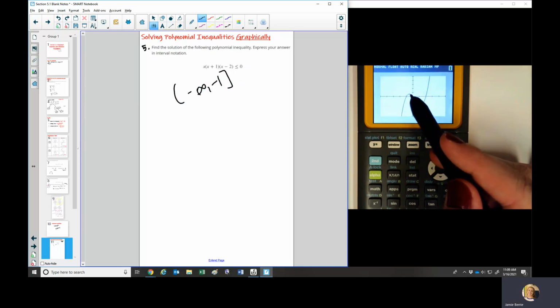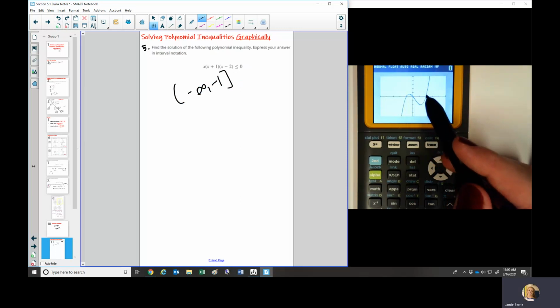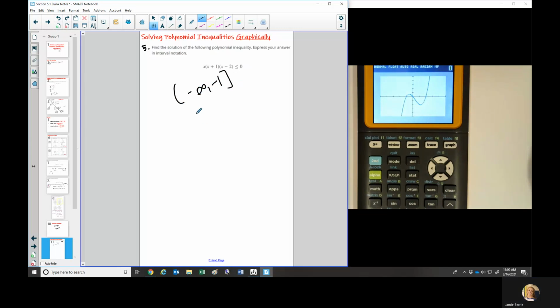Here it's above the x-axis, so that's where it's positive or greater than 0. But right here we go back down below the x-axis, so from 0 to 2, we're below the x-axis. We're using brackets on both ends so we can include those numbers. Now we just have to connect these intervals using our little union symbol.